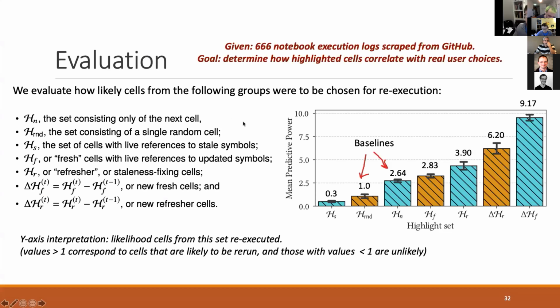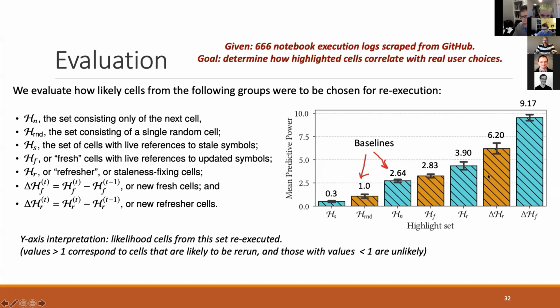The y-axis of this chart just shows the likelihood users picked different kinds of cells. So in particular, this chart shows how likely NBSafety and users were to arrive at the same choice for what to execute next, independent of each other. In particular, refresher and newly refresher cells were very likely to actually be cells that users chose for execution. So they agree with the choices suggested by NBSafety for what to execute next.